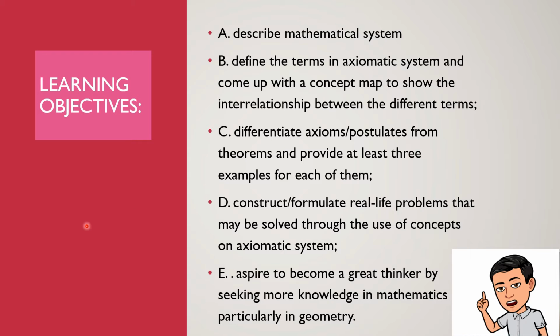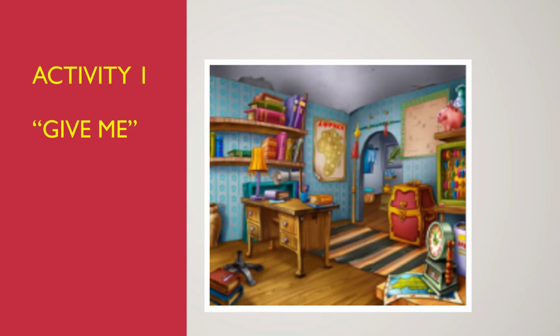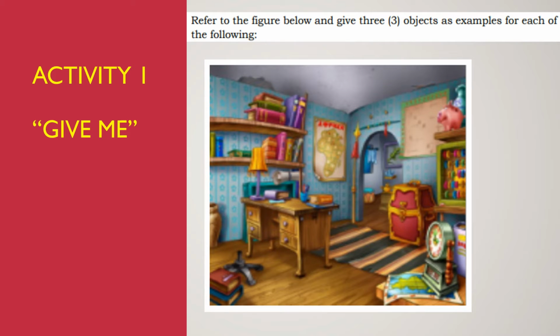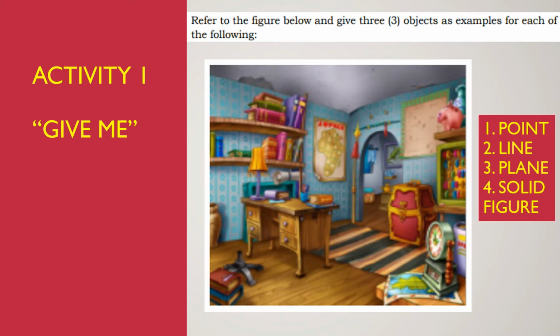So now, let's start. Let's start with an activity. So hopefully you are always there. Pay attention. Give your time for this video only. So Activity 1 we call it Give Me. The title of this activity is Give Me. Now you are going to observe this picture, and then give 3 objects as examples for each of the following: point, line, plane, solid figure.